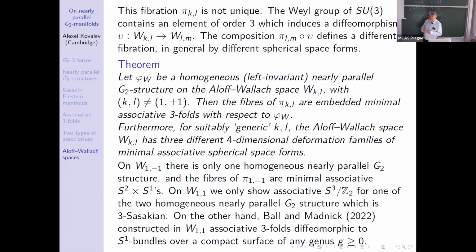But while we were working on this project, almost at the same time, Bol and Modnik also studied these Aloff-Wallach spaces, W11. They constructed different associative threefolds. Thankfully, it turns out, they wrote to us, that our results don't overlap, but rather complement each other. So Bol and Modnik found associatives which are S1 bundles over a compact surface of any positive genus. I think that's almost everything that I wanted to say here.